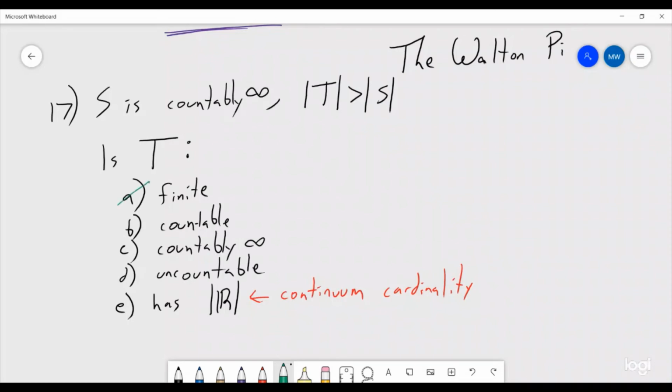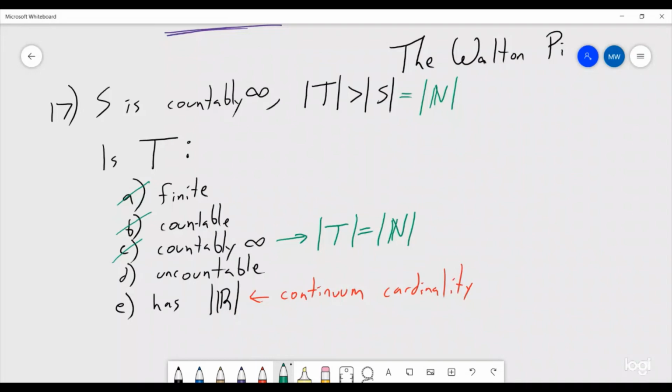A or B. Yeah, so it's not finite or countable. I don't think it's C either. Correct. It's not C, because if it's countably infinite, this would mean that the cardinality of T is equal to the cardinality of the natural numbers. But since S is countably infinite, we know that that is also equal to the cardinality of the natural numbers. So it can't be countably infinite if it's bigger than a countably infinite set. Yeah, I probably would guess E. You would guess E? Yeah, I don't really know what continuum cardinality is.